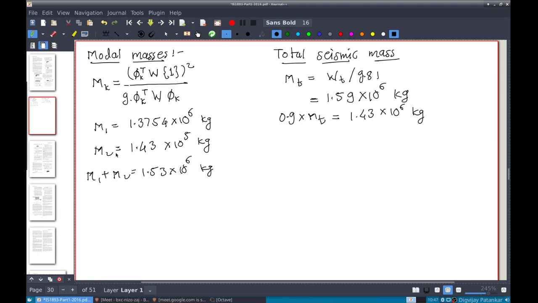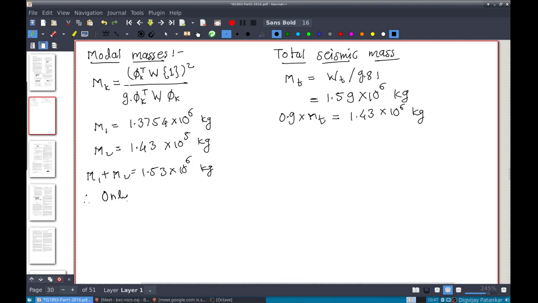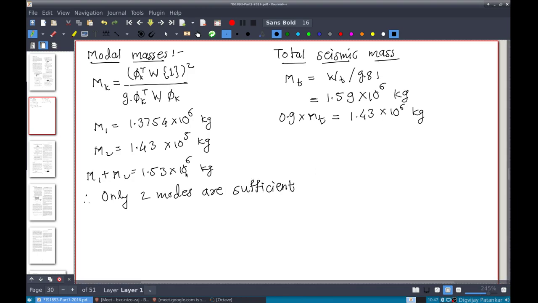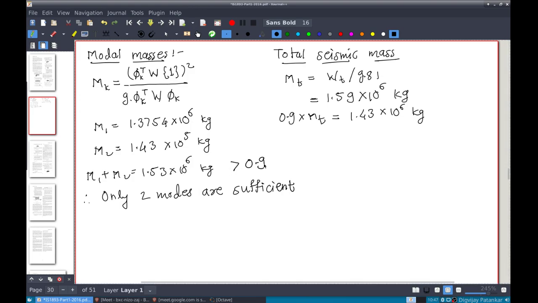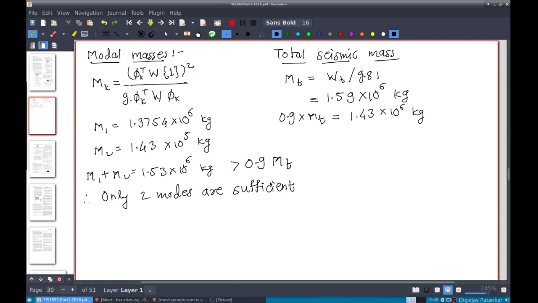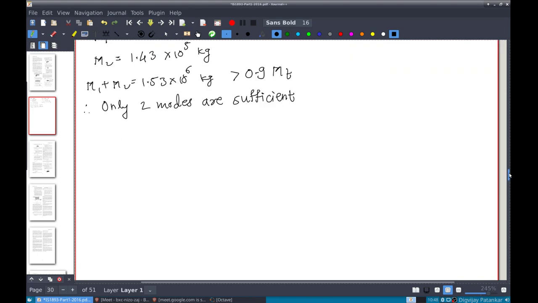I need not even calculate other modes, isn't it? So now I'm going to stop. Therefore, only 2 modes are sufficient, since this is more than 0.9 times MT, the seismic total mass. So now we have only 2 modes, and that's our conclusion, that is enough for us.